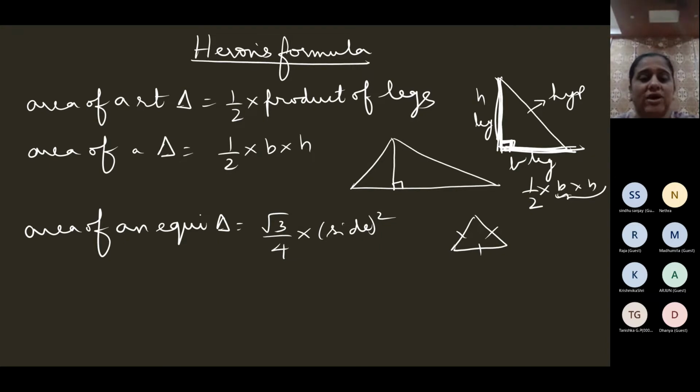Area of an equilateral triangle is equal to √3/4 into side square. In an equilateral triangle, all the three sides are equal. So whatever is the length of the side, √3/4 into side square units. If you've forgotten these, please make a note. All square units, please make a note.